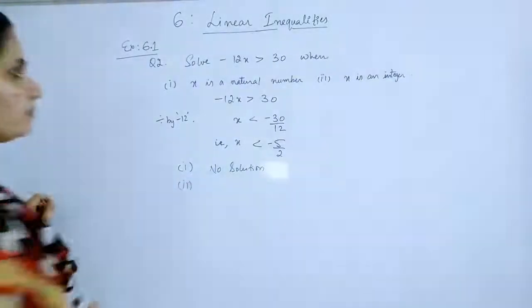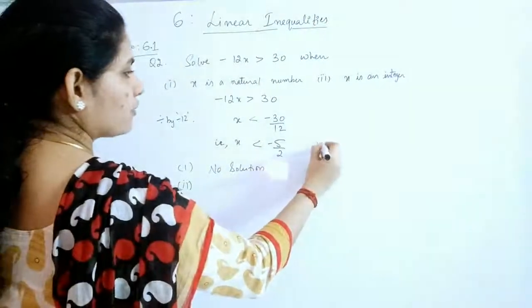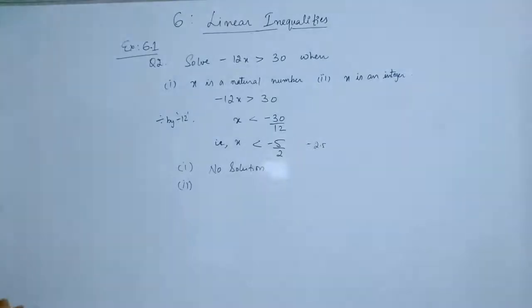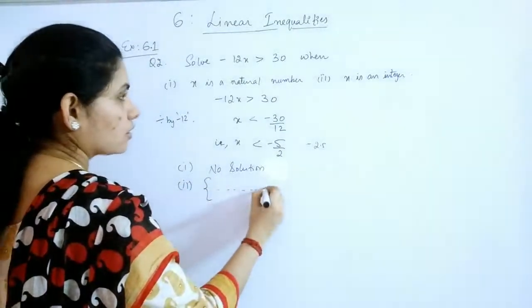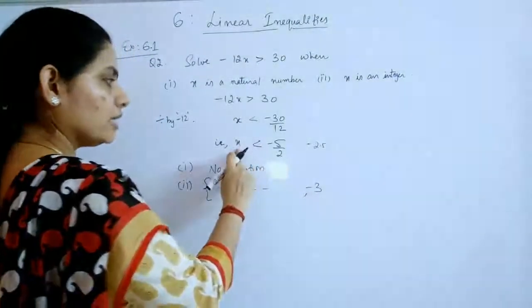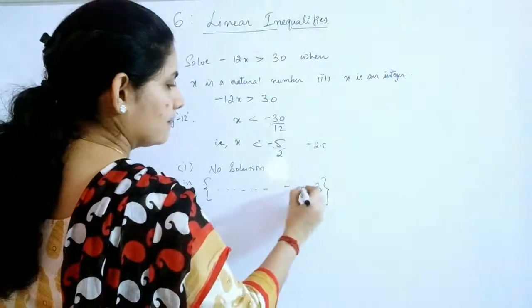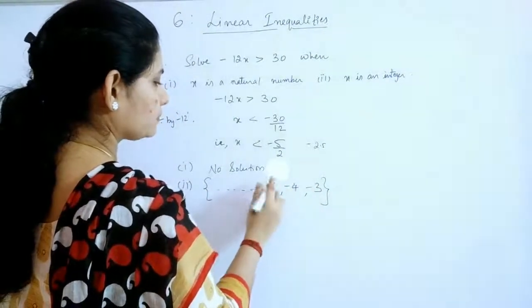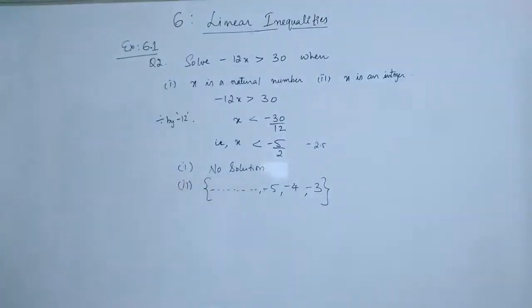For the second part, x is an integer. Since it is less than -2.5, all the negative integers till -3 can be the solution of this statement, because it will make the statement true. You have to get an integer which is less than -2.5. So till this you will have the solution. Here you can write -3, then -4, -5, etc. It will go on the left hand side. That means all the negative integers till -3 will be the solution of this statement.